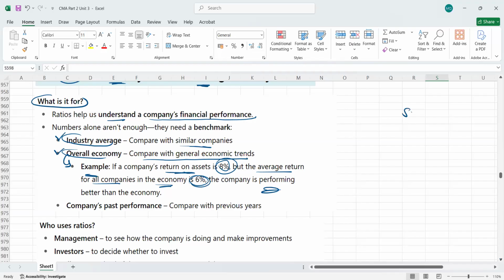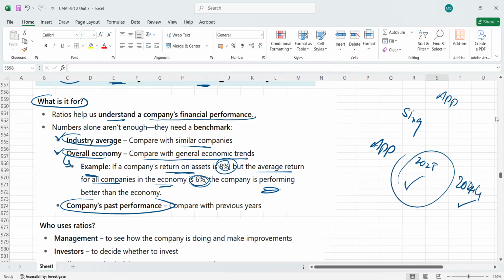You can compare with a single competitor also. For example, Apple Inc. is compared with Samsung. Even you can compare with your own past years. For example, Apple, sitting in 2025, has calculated a ratio, so they can compare with 2024 to check whether the ratio has improved or deteriorated. This is the answer to why we calculate ratios: we want to understand the company's performance, and performance cannot be understood unless you compare with something, which could be the industry average, the overall economy, a competitor, or even your past.